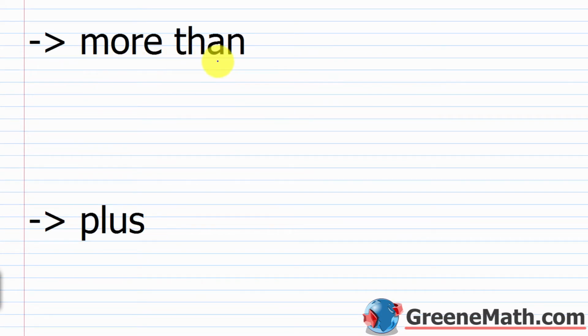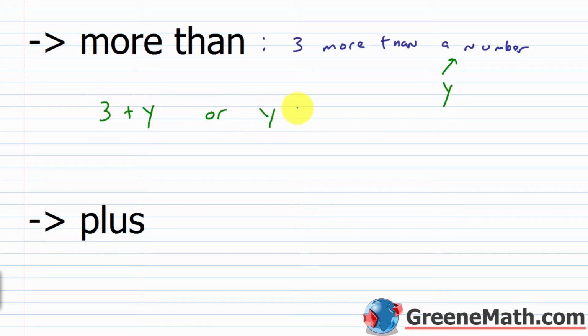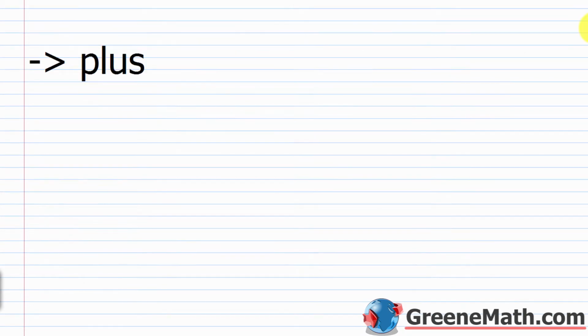Then you have something like "more than." If I saw a phrase that said 3 more than a number. And again, when we see a number, we can use a variable. Let's use y this time to represent that. So if I saw 3 more than y, that's just y plus 3 or 3 plus y. Remember, addition is commutative. So when you translate stuff with addition, the order is not important. I could put 3 plus y or y plus 3, and it's completely irrelevant because I would have the same answer either way.